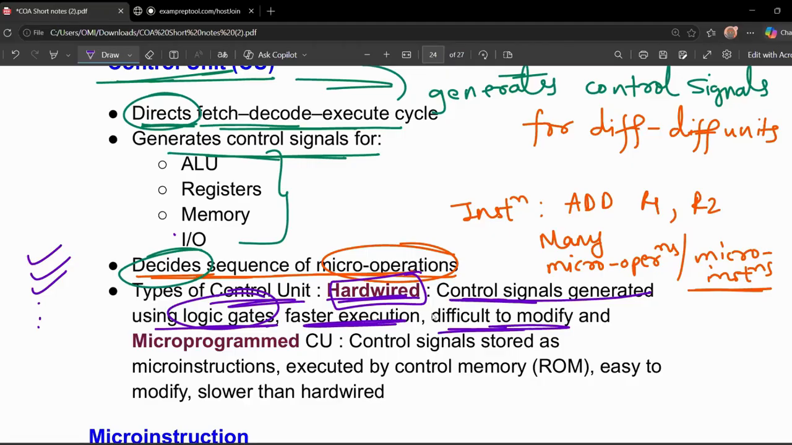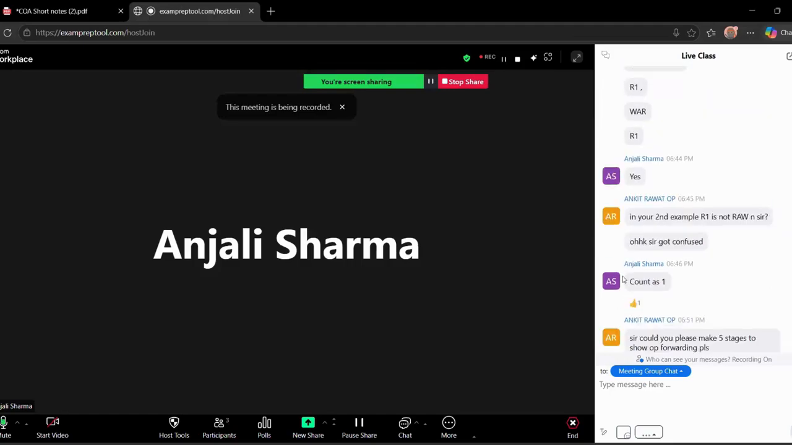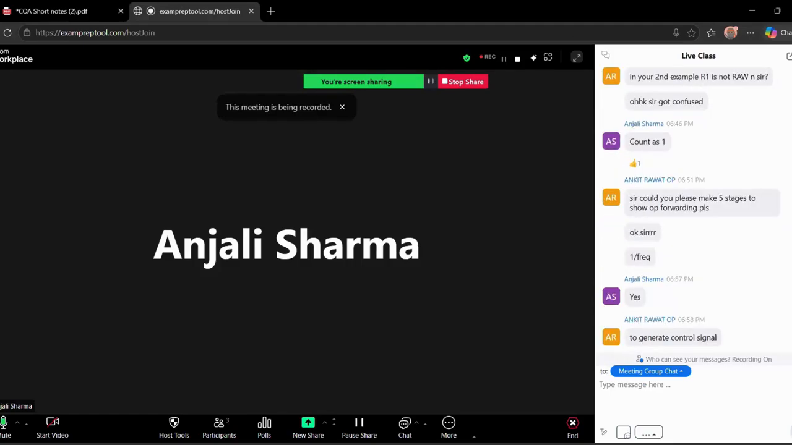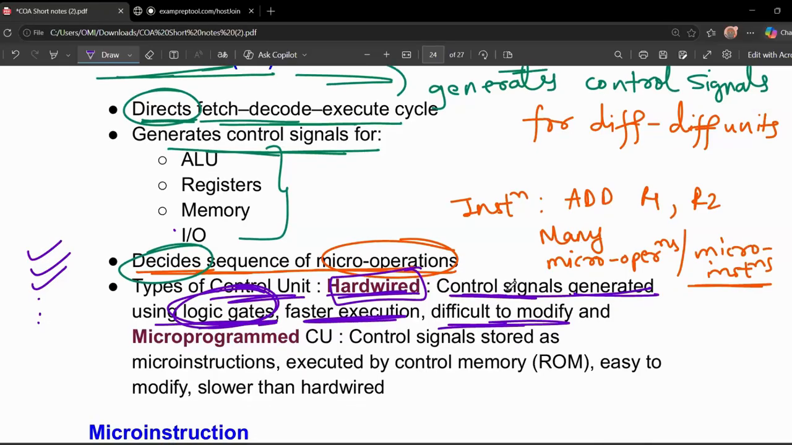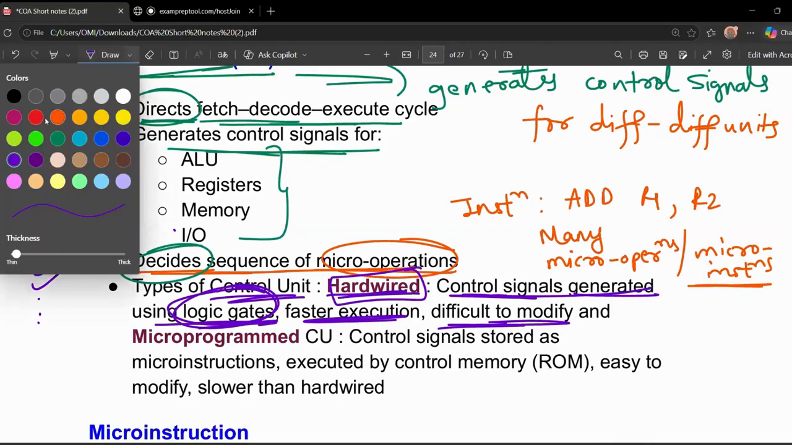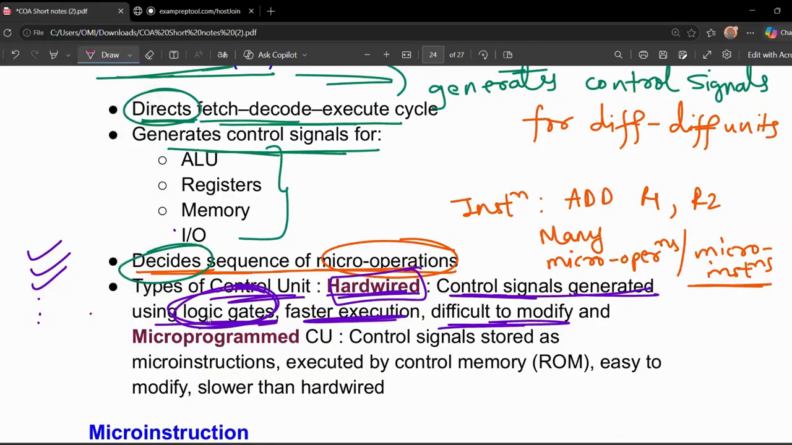Why is it difficult to modify? Because it is generated using logic gates, so your hardware is fixed. It is difficult to modify because you have to change many different logic gates, and so on.